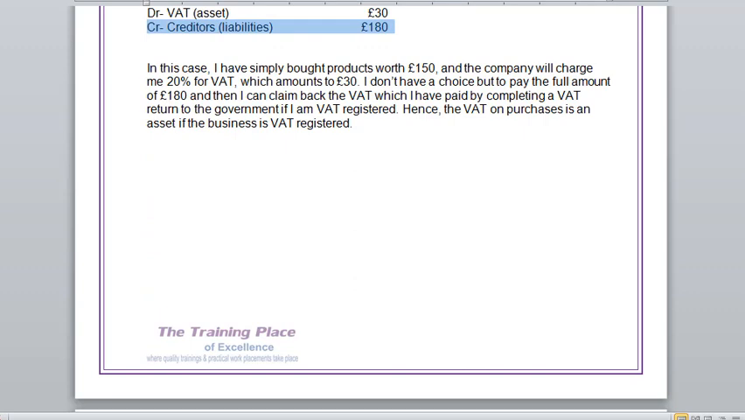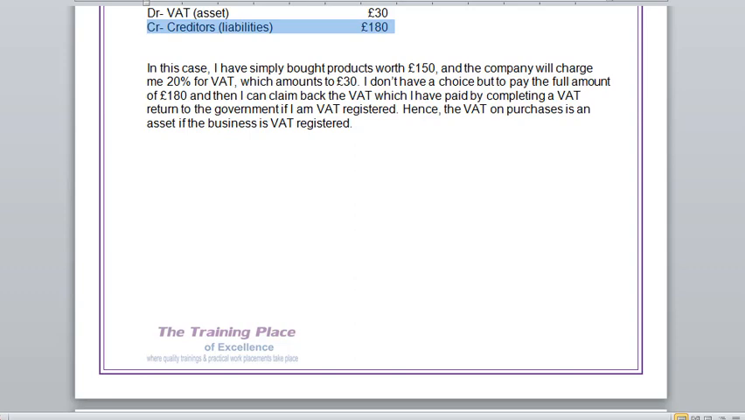In this case, I have simply bought products worth £150 and the company will charge me VAT for 20%, which amounts to £30. I don't have a choice but to pay the full amount of £180, and then I can claim back the VAT which I have paid by completing a VAT return to the government if I am VAT registered. Hence, the VAT on purchases is an asset if the business is VAT registered.